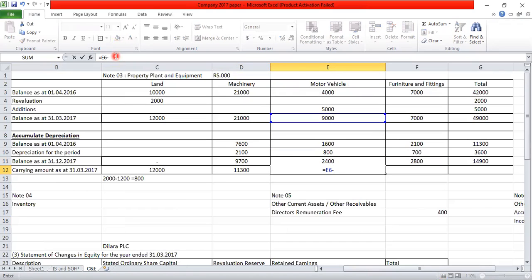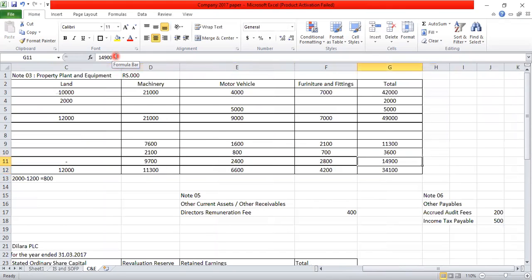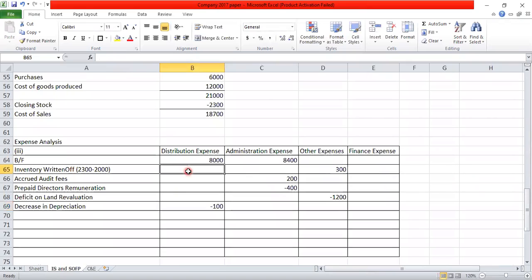I can easily take the cell columns, this minus this. I know you can't do this in exams because you don't have an Excel sheet, but this is how you need to calculate. I mean, your balance as at 31st March 2017 of cost minus balance of accumulated depreciation. Get 4,200, and finally 49,000 minus 3,400 is your PPE amount. So I will take this 34,100 into property, plant and equipment directly under the statement of financial position.